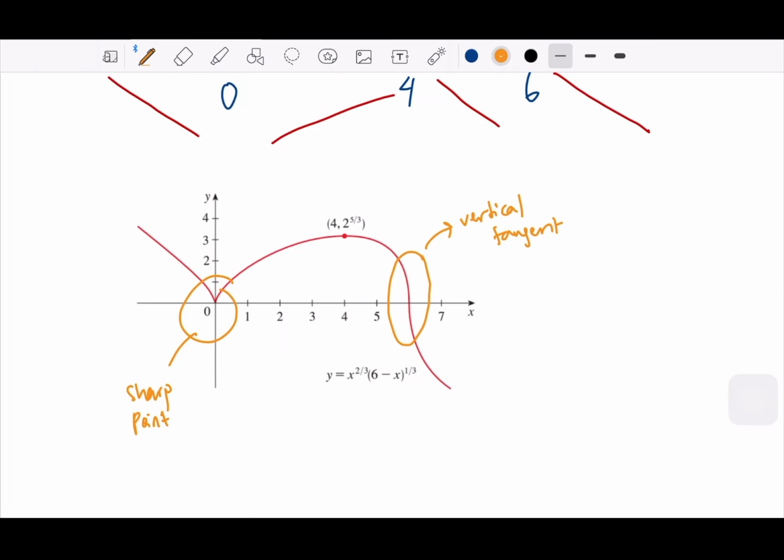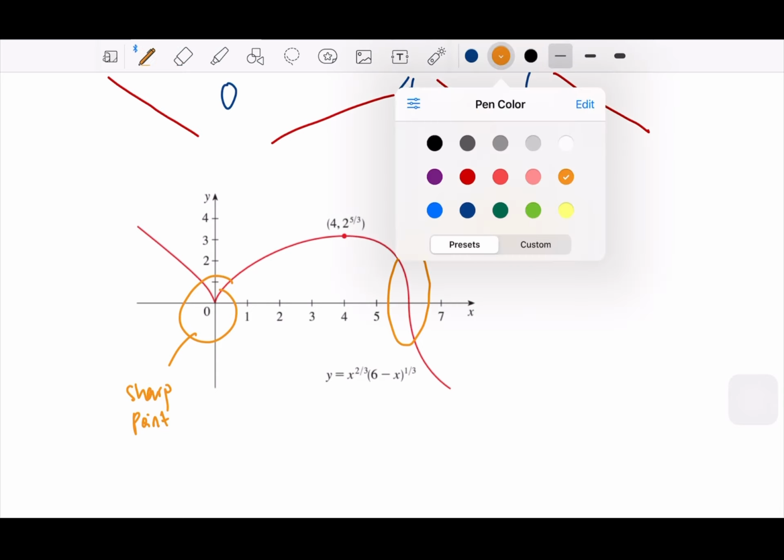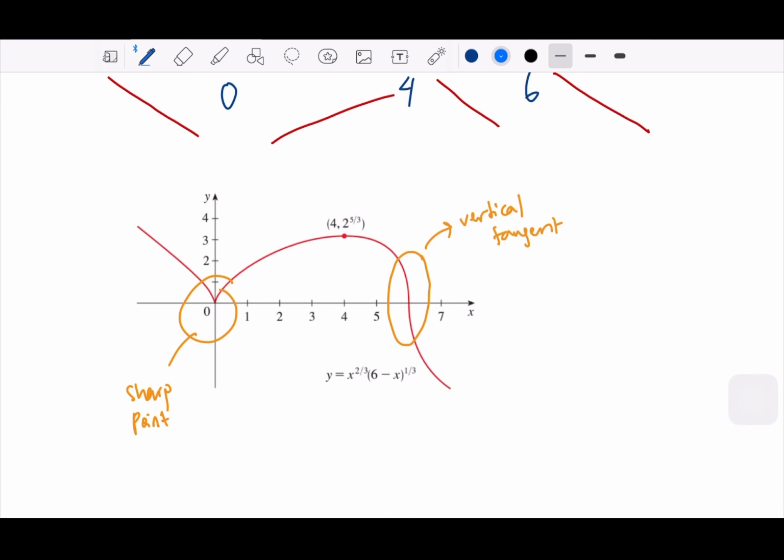Okay, so the interesting part is the sharp point always appears when we have the x. So when you have a function that has this particular pattern, x to the power of 2 over 3, this will make the sharp point. This one I just want to show you how we can get a sharp point and the vertical tangent.